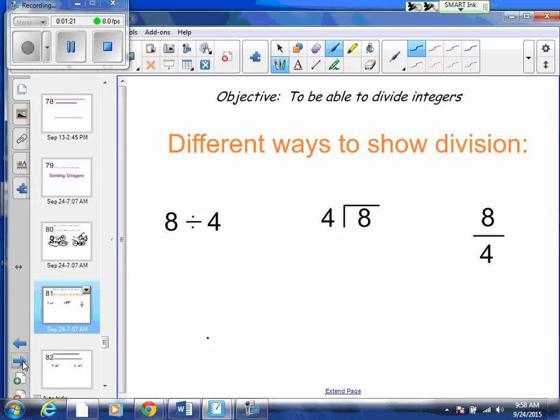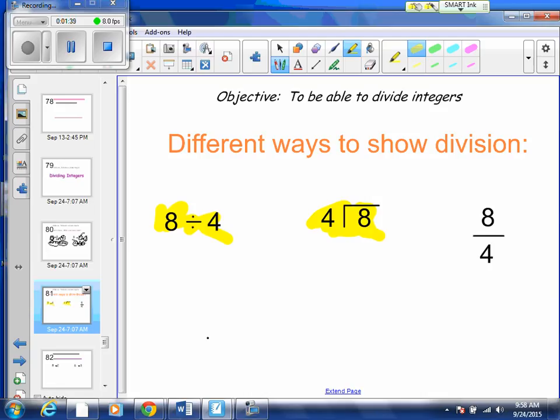Quick refresher, different ways to show division. All of these problems that you see up here say the same thing. So we have 8 divided by 4, 2. Here we put 8 under the division box, and we divide it by 4. That's maybe where you started with division when you first learned about it.